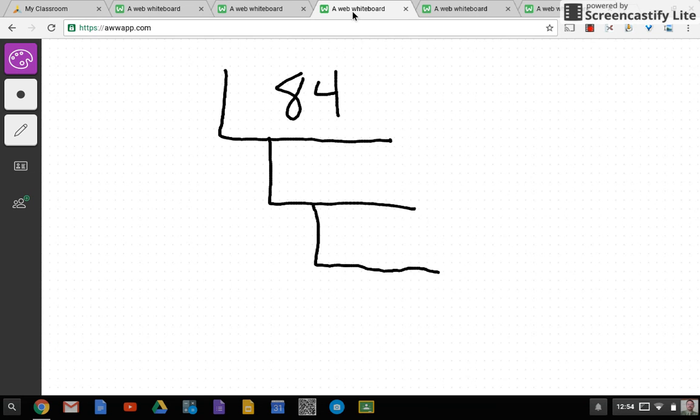So what we do is we say, what can I divide 84 by? Well, I can divide it by 2, because 2 is a prime number. So I pick out prime numbers that I can divide it by. And 2 times 42 is 84. What prime number can I divide 42 by? Well, I can divide 42 by 2 also. And that would give me 21. And what prime number can I divide 21 by? I can divide it by 3. And that would give me 7, which is a prime number. And I don't need to go any further. There's no more prime numbers.